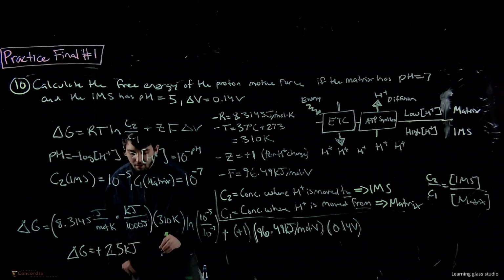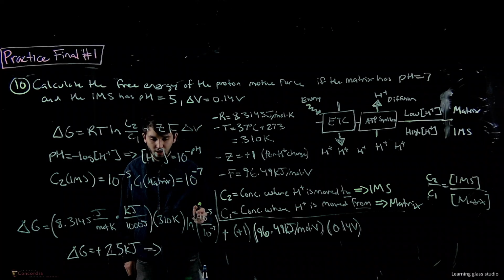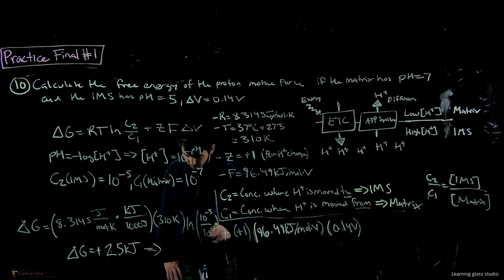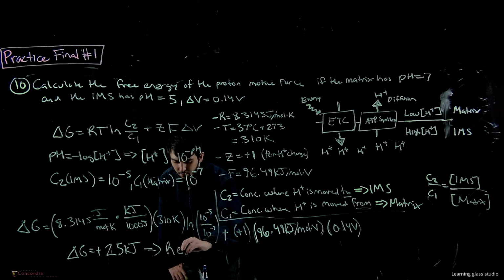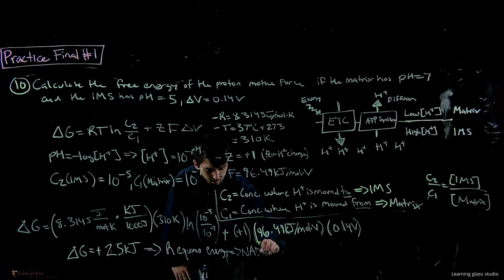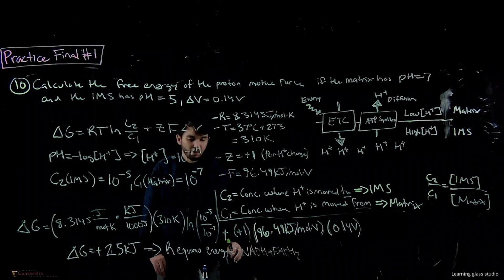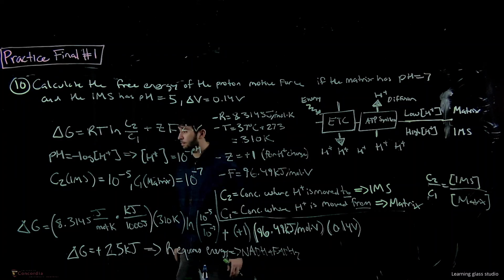What does this mean? This means it requires energy. It is going to require energy to generate this membrane gradient. And where does that energy come from? NADH and FADH2. All right, so that is how you do a problem like this. Now on to the next problem.